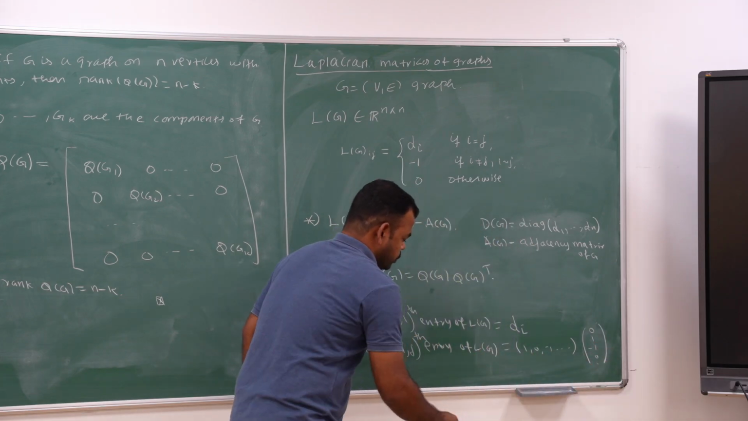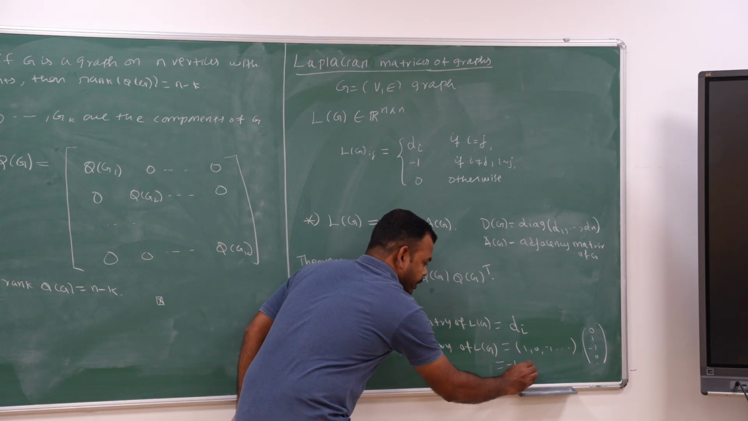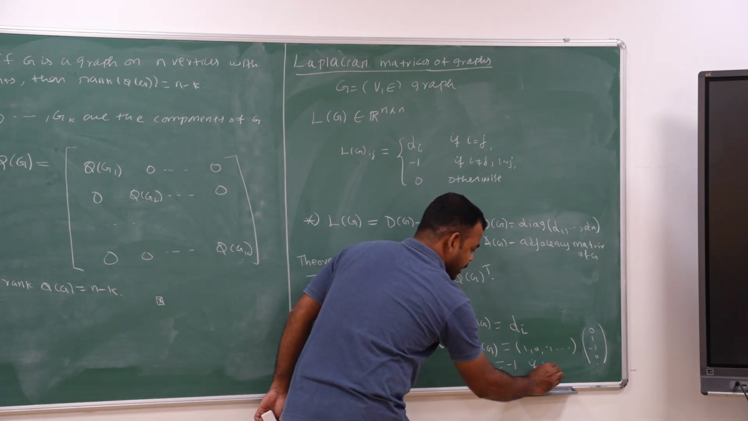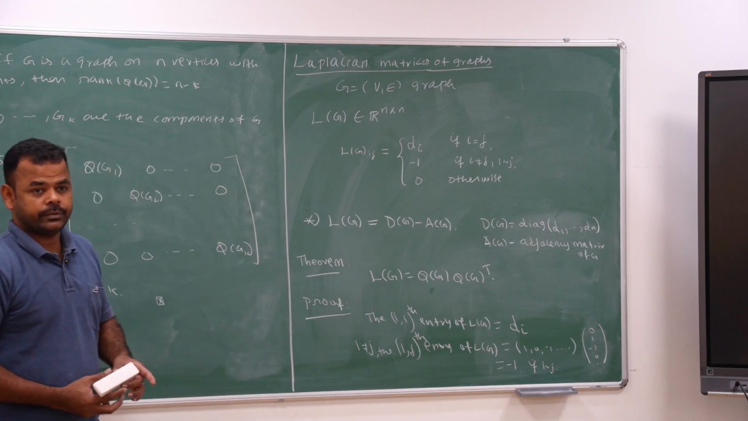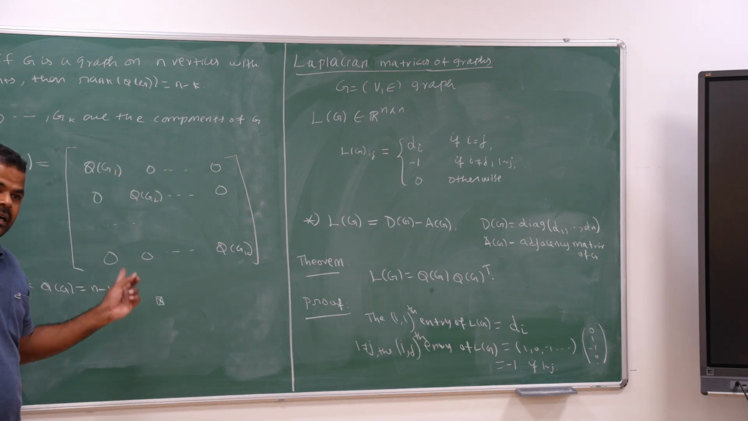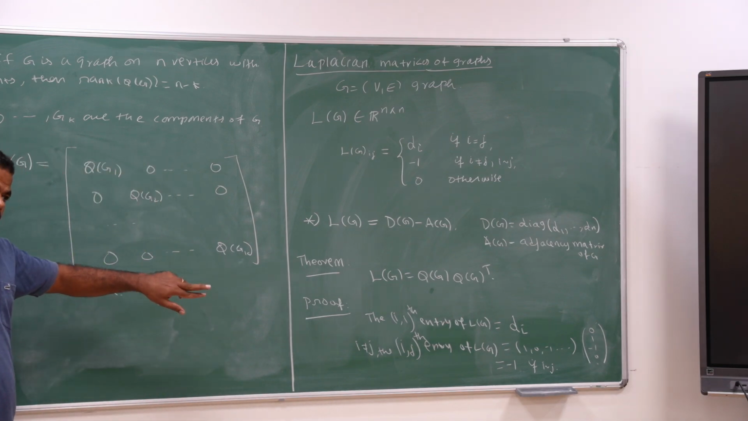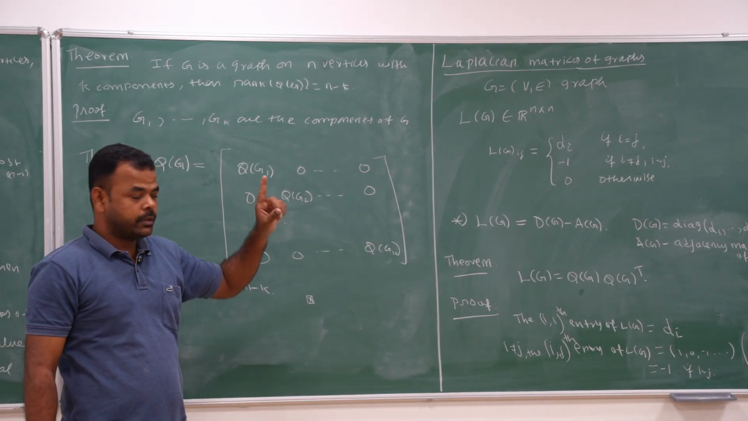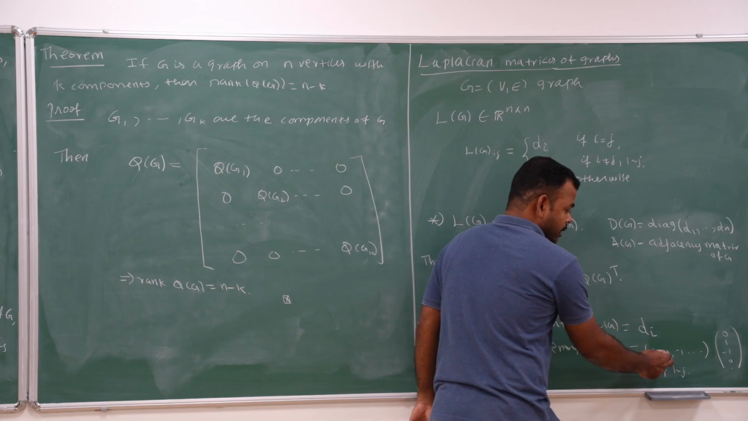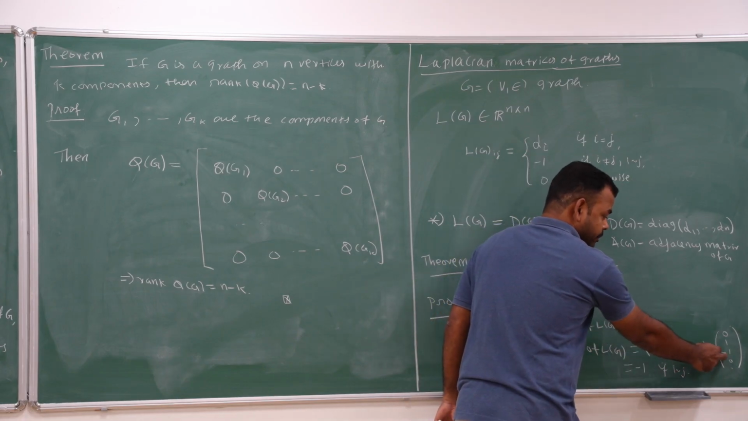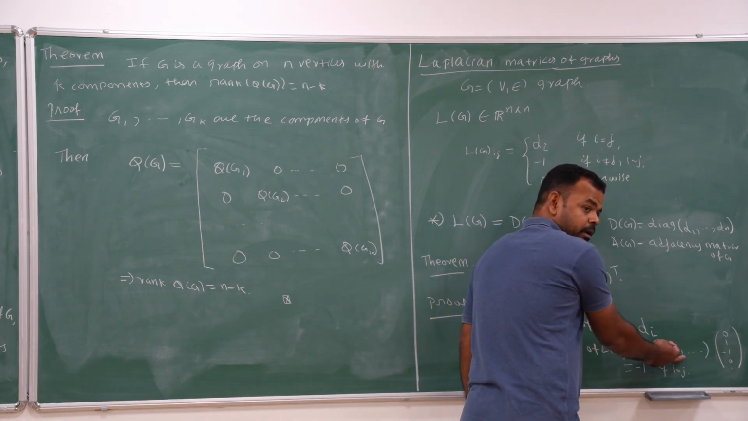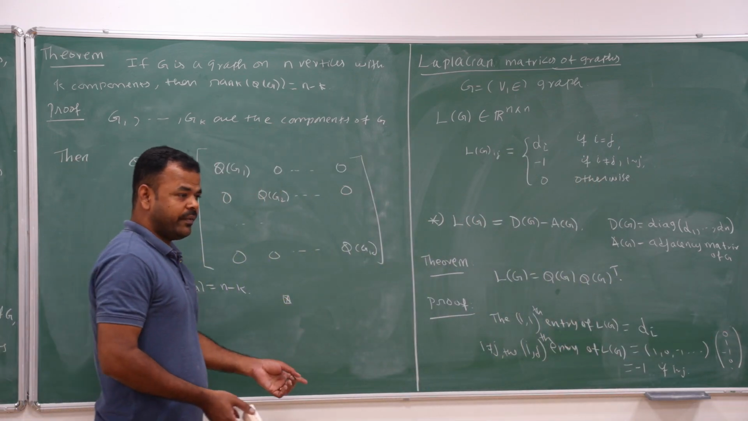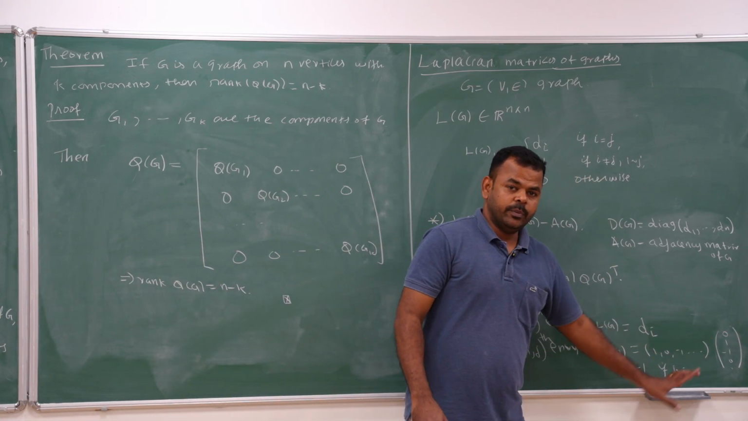So we claim that this will be minus 1 if the index i is adjacent to j. That is, the edge starts at i and ends at j, or the edge starts at j and ends at i. These are the only two possibilities. Either here you will get a 1, and corresponding to that you will get a minus 1 there, or you will get a minus 1 here and corresponding to that a plus 1 there. If there is no edge between them, then it will be 0.